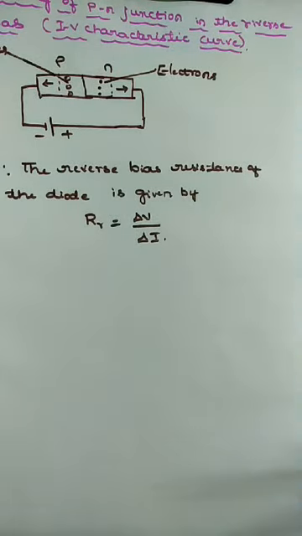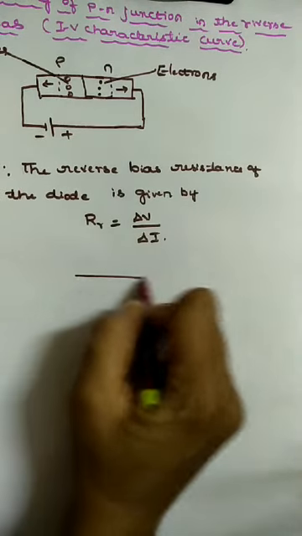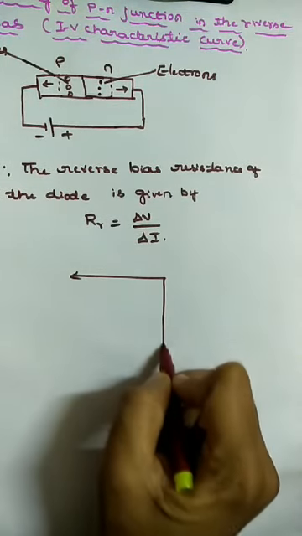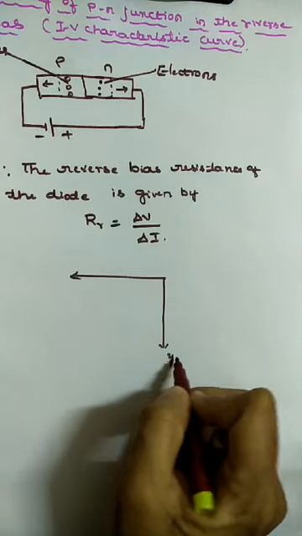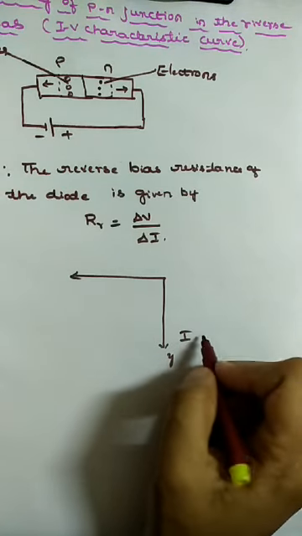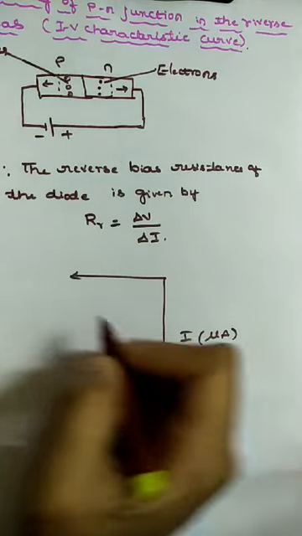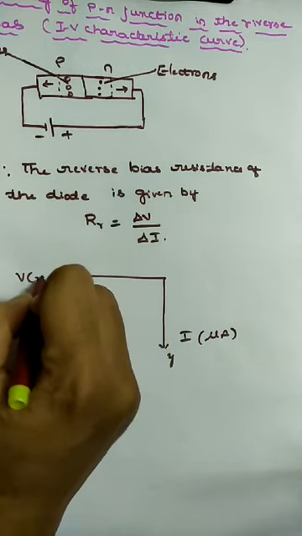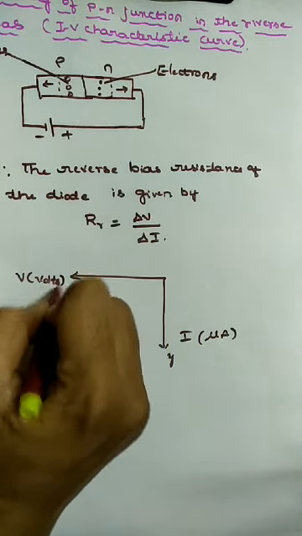So in the last, RF is equal to delta V by delta I. Here RR is equal to delta V by delta I. So now here the reverse saturation current. This is the x-axis, this is the negative y-axis. That is current in microampere, and this is voltage in volts.